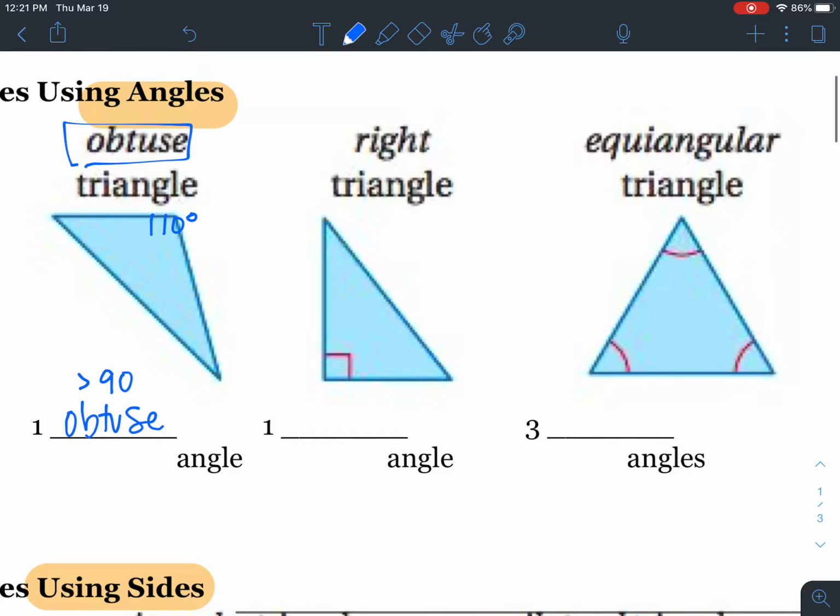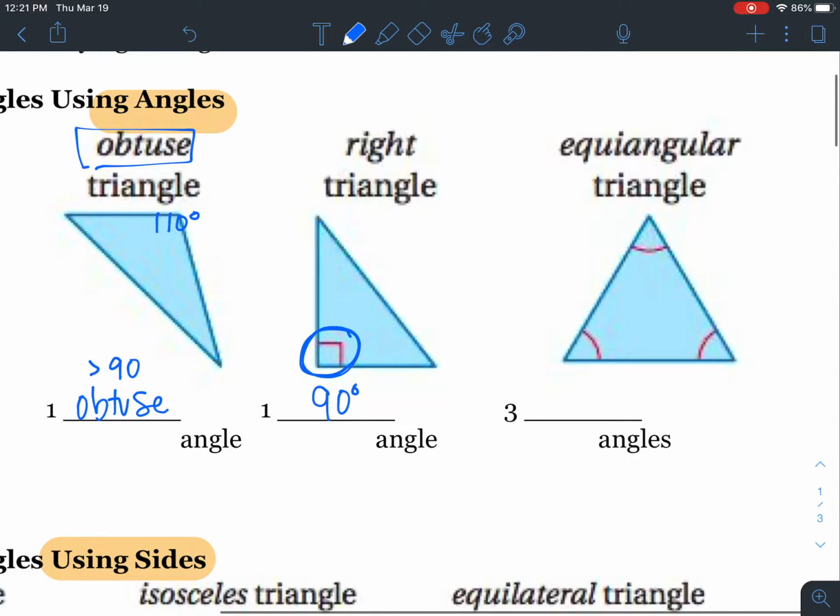The third way to classify by their angle measures is if you have a right triangle. So that means it has one 90 degree or one right angle, and it has to have that little square. Last way is an equal angular triangle. So that means it has three 60 degree angles. They're all the same. So three equal angles. They'd have to be 60 because it has to equal 180.